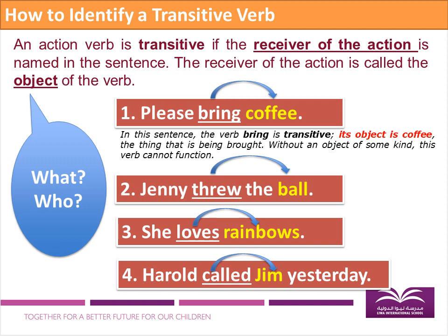Number 4. Harold called Jim yesterday. What is our verb here? Called. And called is a transitive verb. Why? Because it has the receiver of the action. It has an object. And what is the object? Harold called who? Jim. Jim is our object in this sentence. Now, let us check your understanding. Your turn.